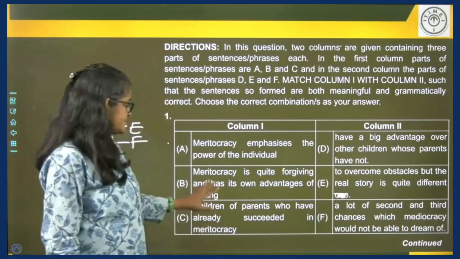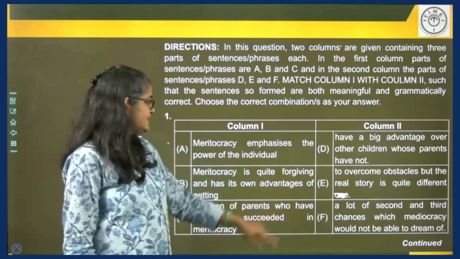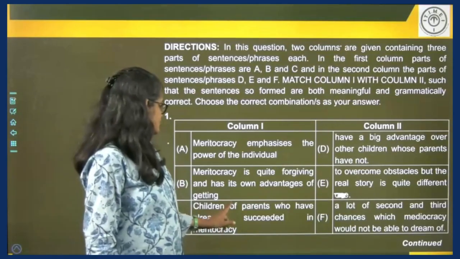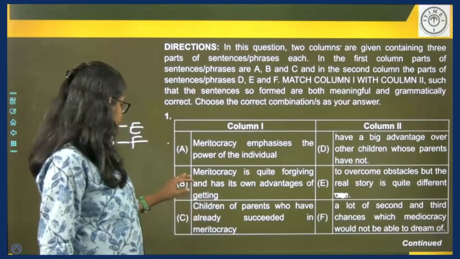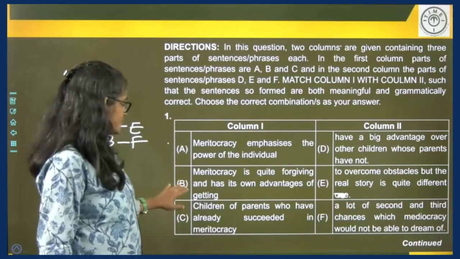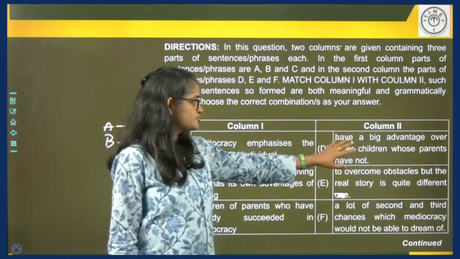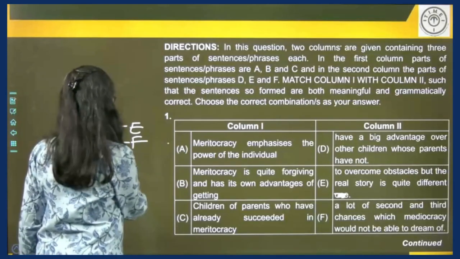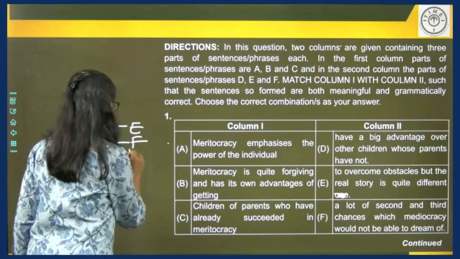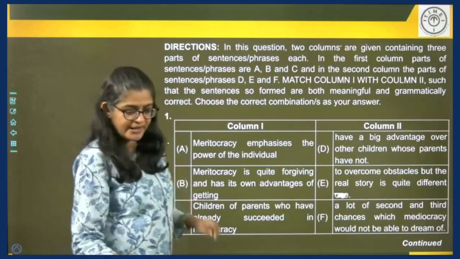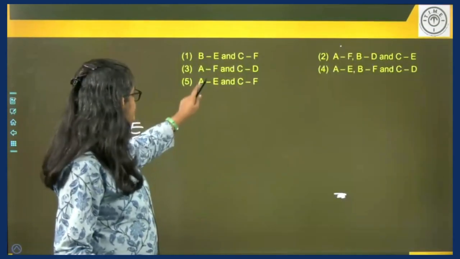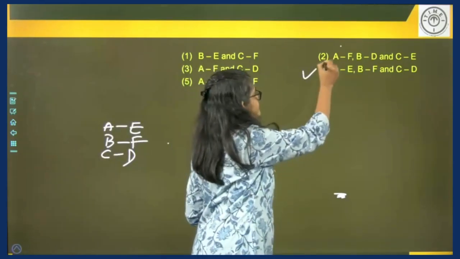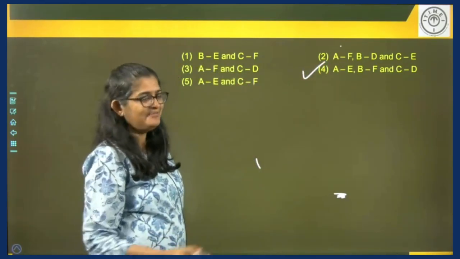Now the only possible combination is C, D. Let us see if that is also possible. Children of parents who have already succeeded in meritocracy have a big advantage over other children whose parents have not. Perfect. So we have A, E, B, F and C, D. We do have three pairs here, and which option is this? A, E, B, F and C, D. That is 4. Okay.